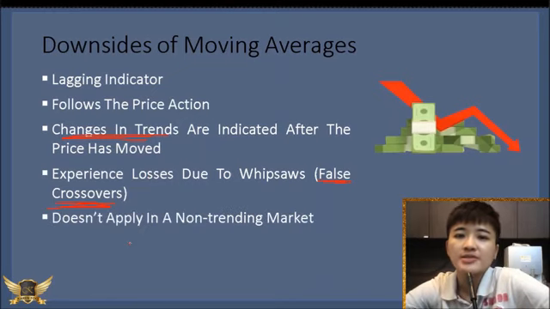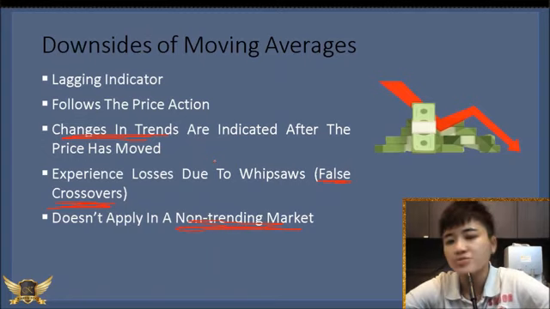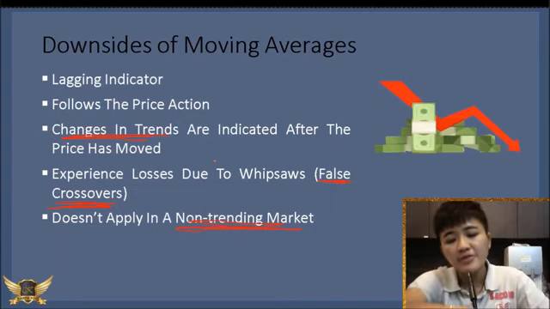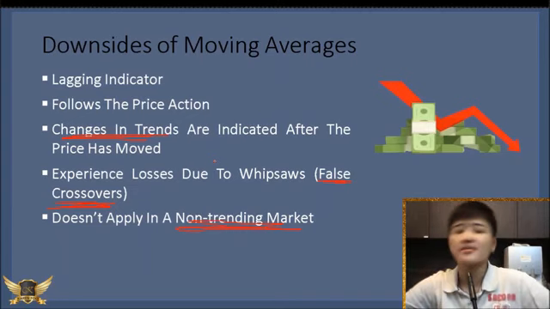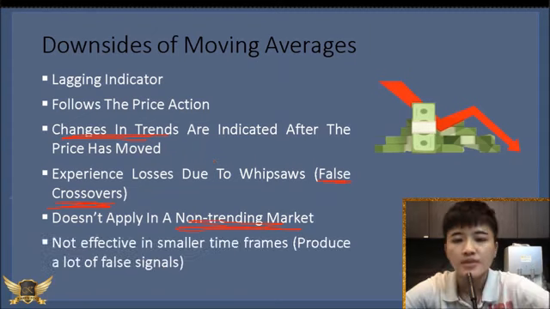And also, moving average doesn't work every single time. It only works in certain market conditions, especially trending markets, meaning that during non-trending times, moving average would not work. So let's say, for example, if you trade the range, if you like to trade consolidation markets, then moving average wouldn't be that useful for you. If you're a trend follower, then moving average is pretty useful for you. And if you're a scalper, then moving average will also not be that useful because you produce a lot of false signals.